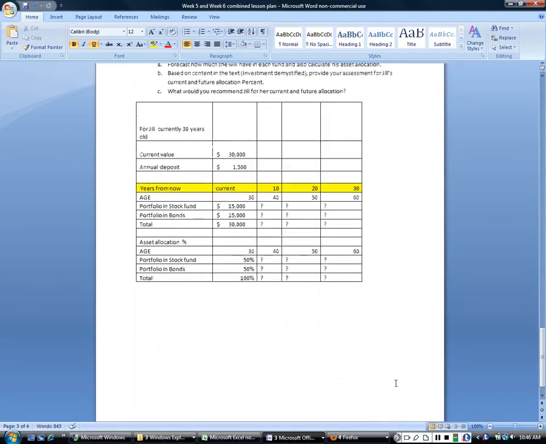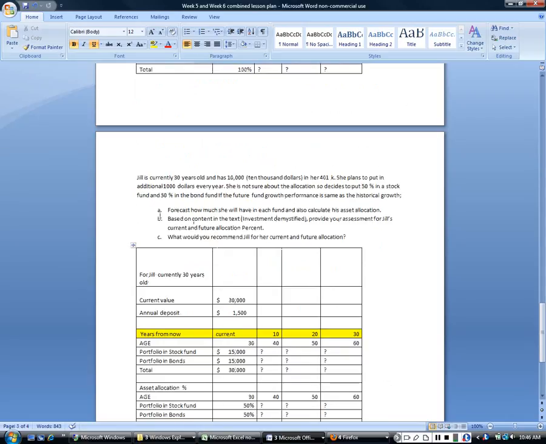Now, for both of them, the same comments apply as with Jack above. What I'd also like you to do is, based on what you learned in the Demystify book about asset allocation, it also talks about the rule of 100. Based on the content in the textbook, provide your assessment for Jill's current and future allocation. If you were having a conversation with Jill, what would you recommend as far as the allocation based on the learnings in the textbook? And then what would you recommend?